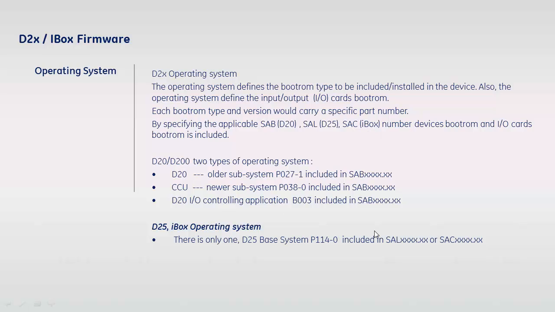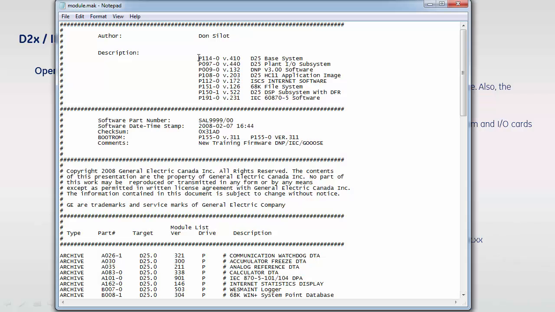Okay, and what you can see here is the D20 has two operating systems. There is an older operating system that we call the D20 operating system. There is a newer operating system that we call the CCU operating system, which is P038. For our D25, there is only one operating system, which is the P114. So when I open this module.mac, I will find that the operating system is P114-0 version 410.